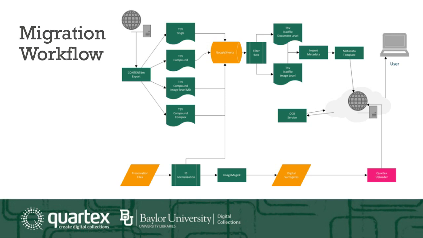But what we could do is test compression and resolution settings for a letter, which is obviously going to be very different than, say, a text-dense newspaper. We tested each of those before we did mass parallel processing. We did use shell scripts to compress these preservation files so we could run those overnight after we went home. These were generated and pushed to a Quartex staging area.